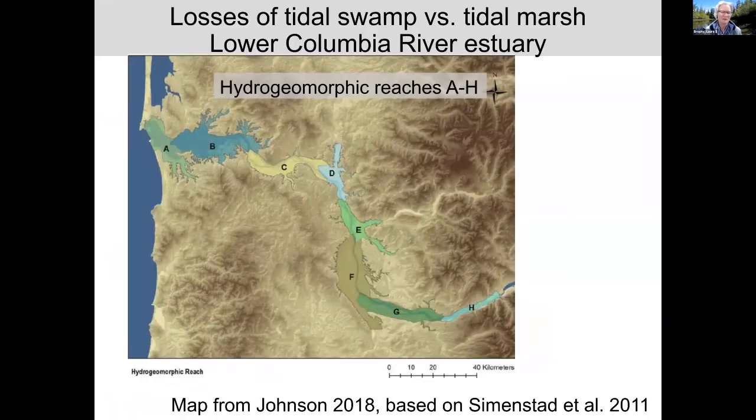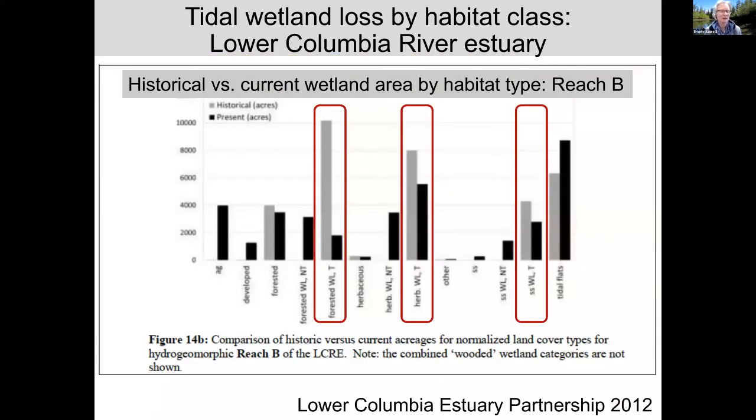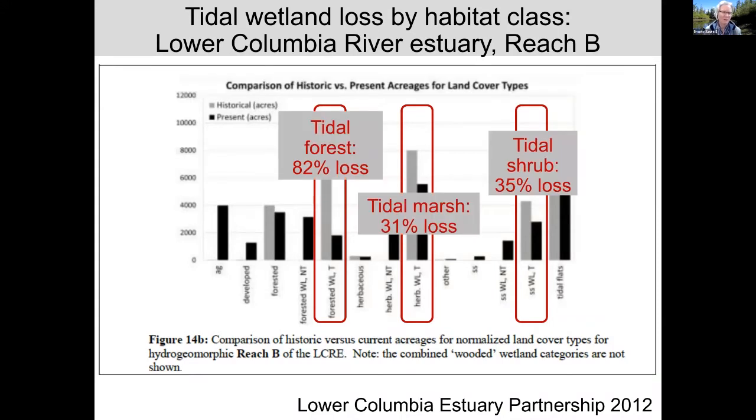And just very briefly, I want to point out that the Oregon coast is not alone in its loss of tidal swamp. The Columbia River estuary has had huge losses of tidal swamp too. This shows the Columbia River flowing to the ocean, and Reach B down here near the mouth. This is a graph showing the change in wetland area for different wetland types, and I'm going to focus just on the red circled ones. This reach has had an 82% loss of tidal forest versus a 30 to 35% loss for shrub and marsh.